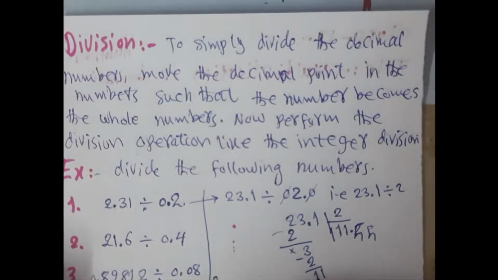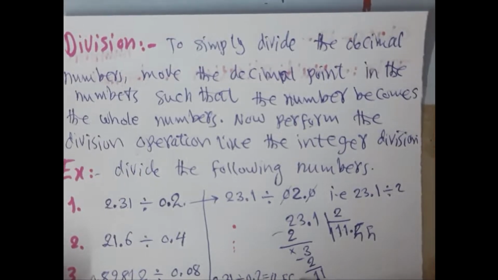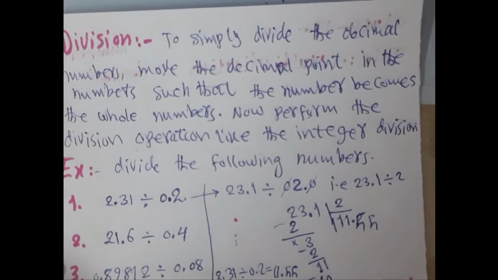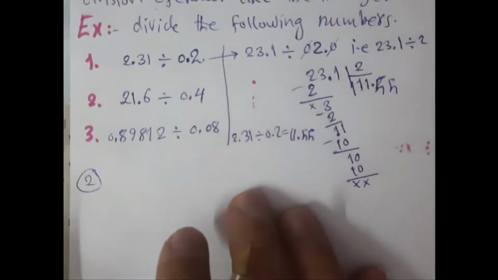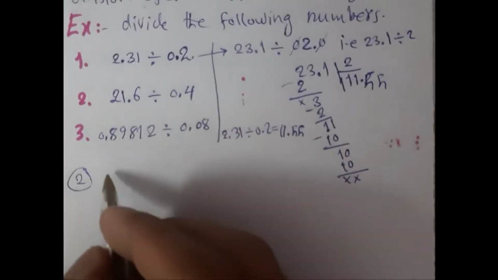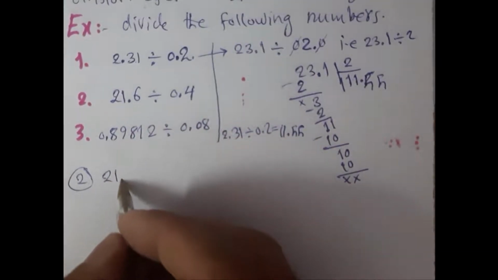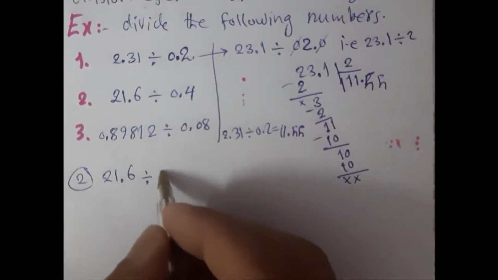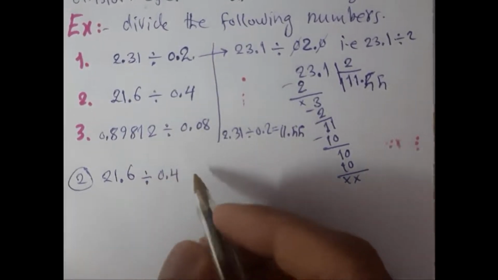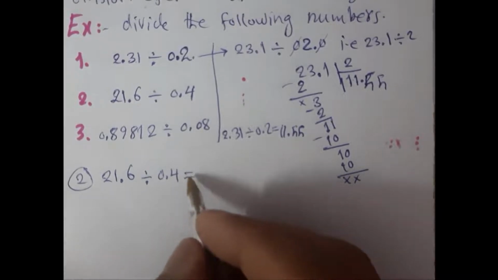Therefore 23.1 divided by 0.2 is equal to 11.55. It is the solution. Question 2. We have 21.6 divided by 0.4.